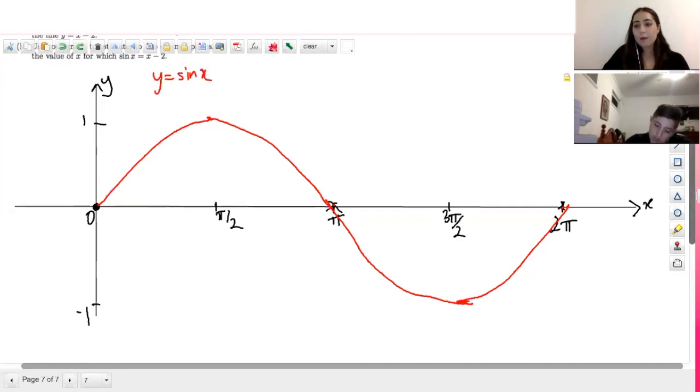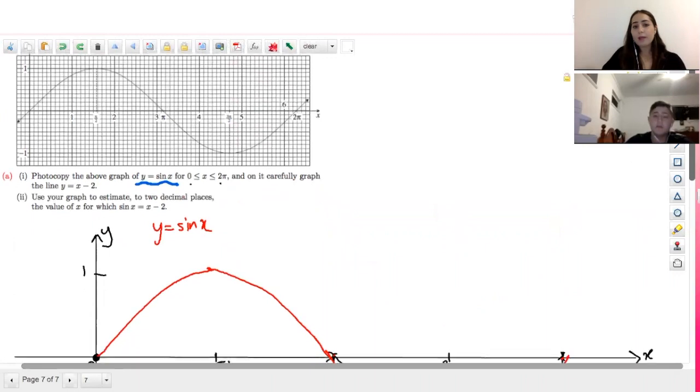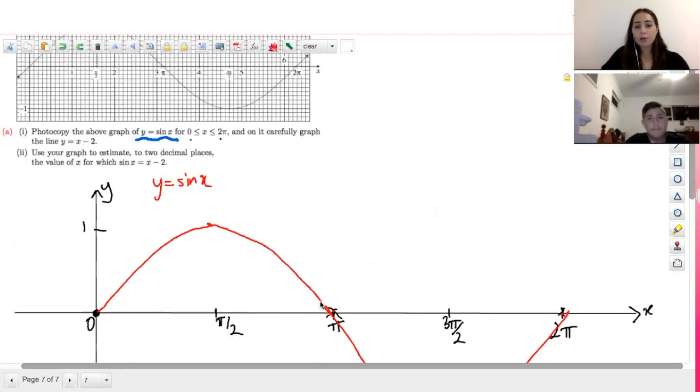So next thing they want us to do is also draw on this curve the line. I'm going to do this in green so you can see the difference. So we're also drawing the line y equals x minus 2. So what kind of line is this? Or what kind of curve is this? All right, it's a linear function because you see the power of x is 1. So this is just going to be a straight line, okay?